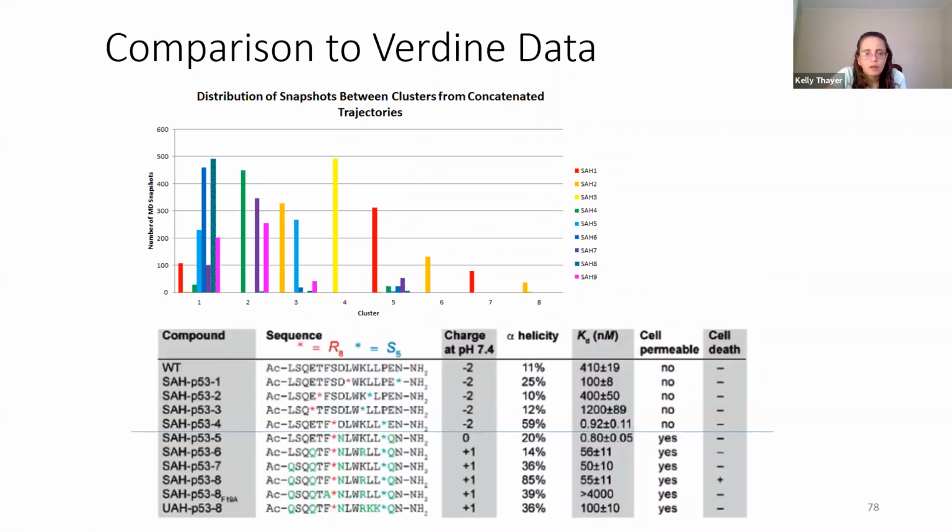So then we can come back and take a look at the Verdine data one more time and consider that in light of what's going on here. So we see that SAH8 is the only peptide that was a winner here by permeating the cell and causing cell death. We see that we may have some rules about becoming cell permeable, particularly pertaining to the pH. And so here our data is telling us information from the molecular dynamic simulations as to predicting those peptides.